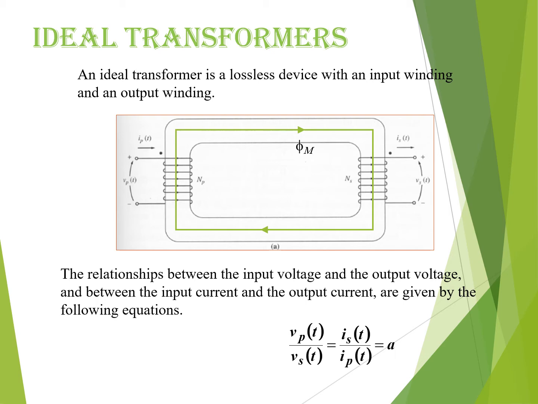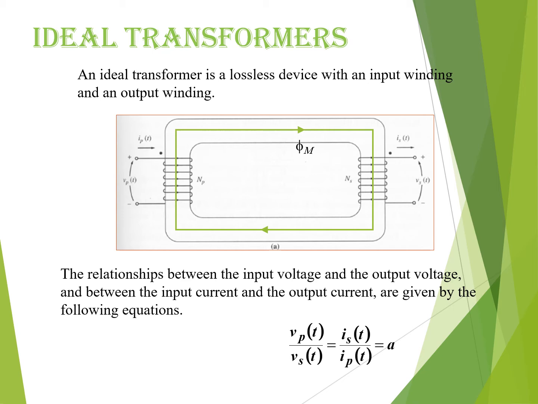What is the ideal transformer? It is a lossless device with an input winding and an output winding. So here in this figure, we can observe we have two windings. One is the primary one, denoted by NP. Another is the secondary winding, denoted by NS. The current flowing through the primary is IP and the current flowing through the secondary is denoted by IS.